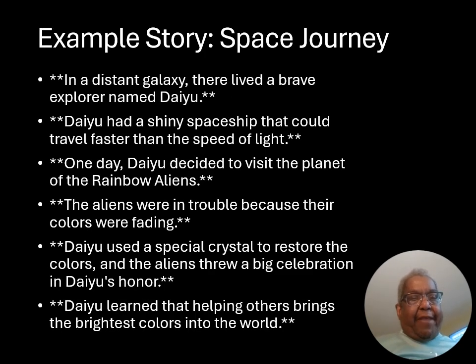Here's an example of a space journey, where Dayu took a space journey. He had a spaceship that traveled faster than the speed of light. The aliens are in trouble because their colors were fading. So you can see it's a really creative story. Each one of these, like I said, is a prompt that you enter in ChatGPT. At the end, you come up with these stories. An amazing way to get your child to see themselves.